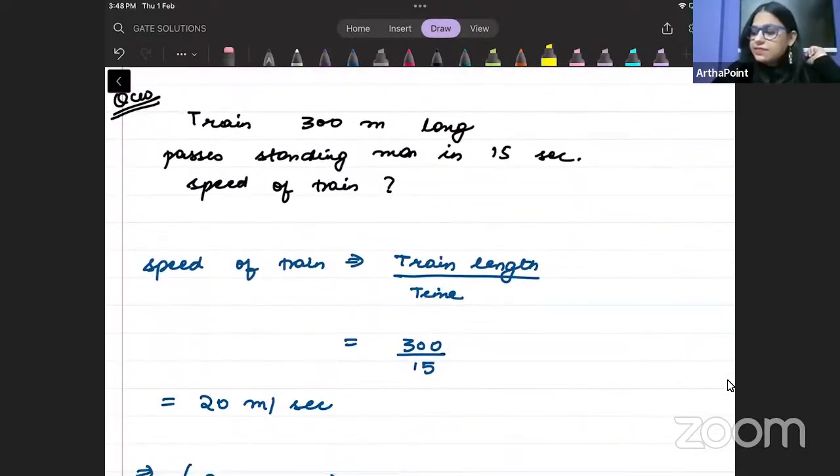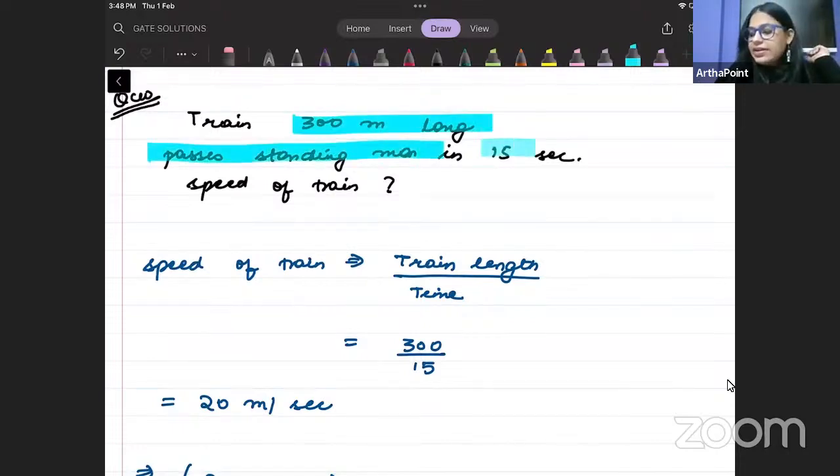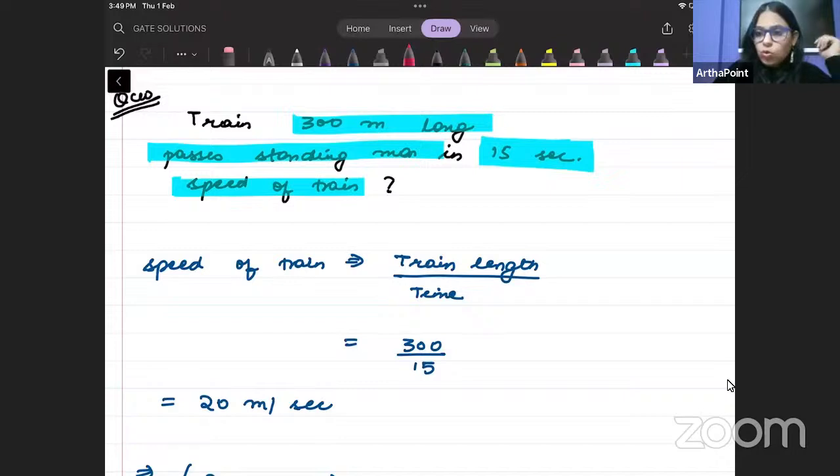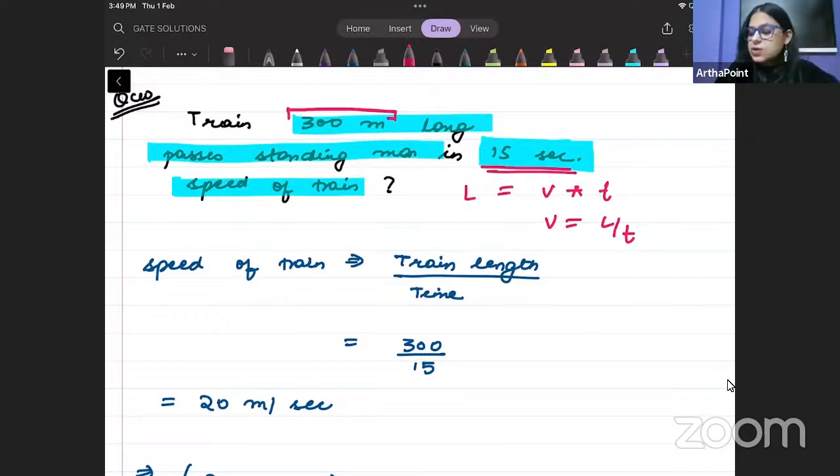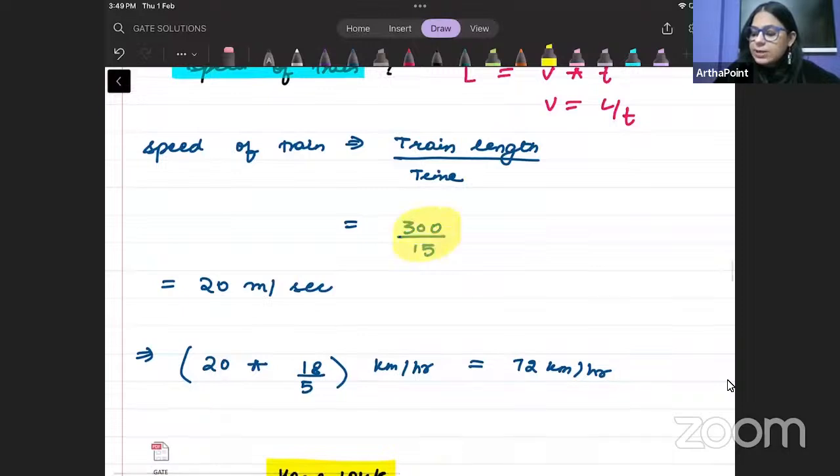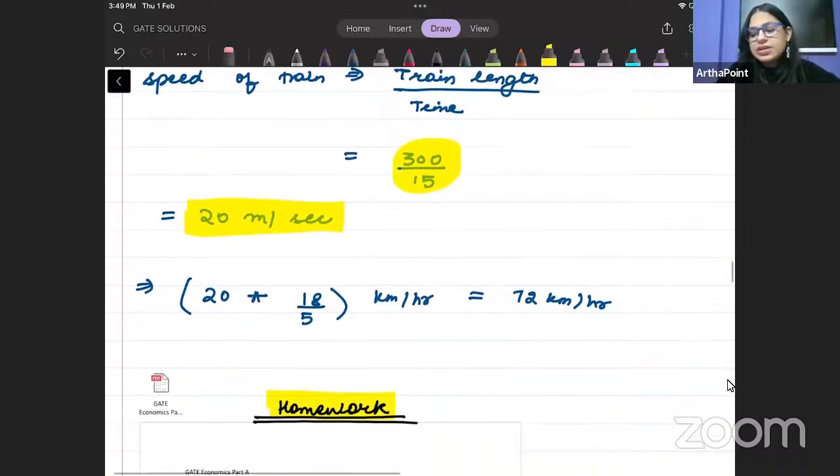It says there is a train which is 300-meter long and it is passing a standing man in 15 seconds. Find the speed of the train. Again, we know that length is equal to velocity into time. So the speed of the train will be length divided by time. Length is 300 meters and time is 15 seconds. 300 divided by 15 gives me 20 meter per second. So the answer to this question will be 20 meter per second.